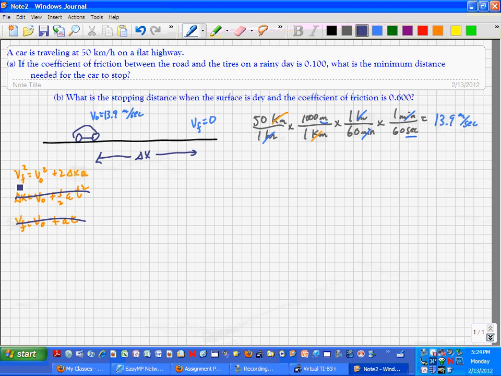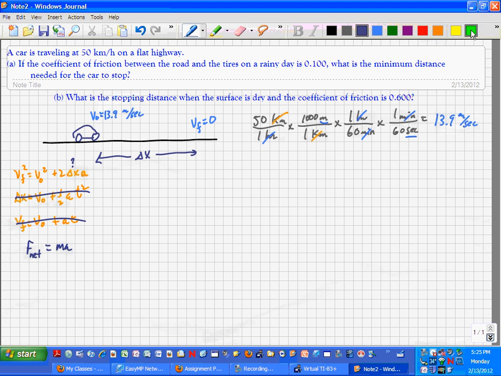Let's take a look at this. I've got V final, I've got V initial. I need a change in position. This is what I'm looking for. And I've got a coefficient of friction, which should help me apply Newton's second law. That would be F net is equal to mass times acceleration. I should be able to apply that to get an acceleration. So let's work that route.